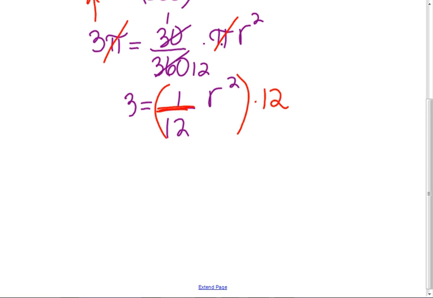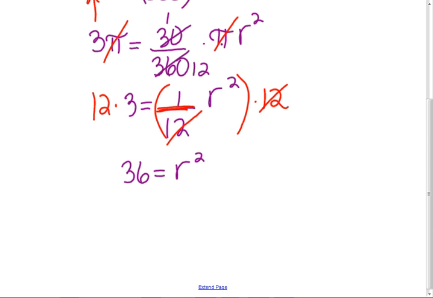If I multiply the right side by 12, what do I have to do to the left side? Same thing. We've got to be fair. On the right side, what happens to the 12s? Zach, what happens? They cancel. No distributive property, because there's no multiplication and addition. It's just multiplication. So 36 equals r squared.